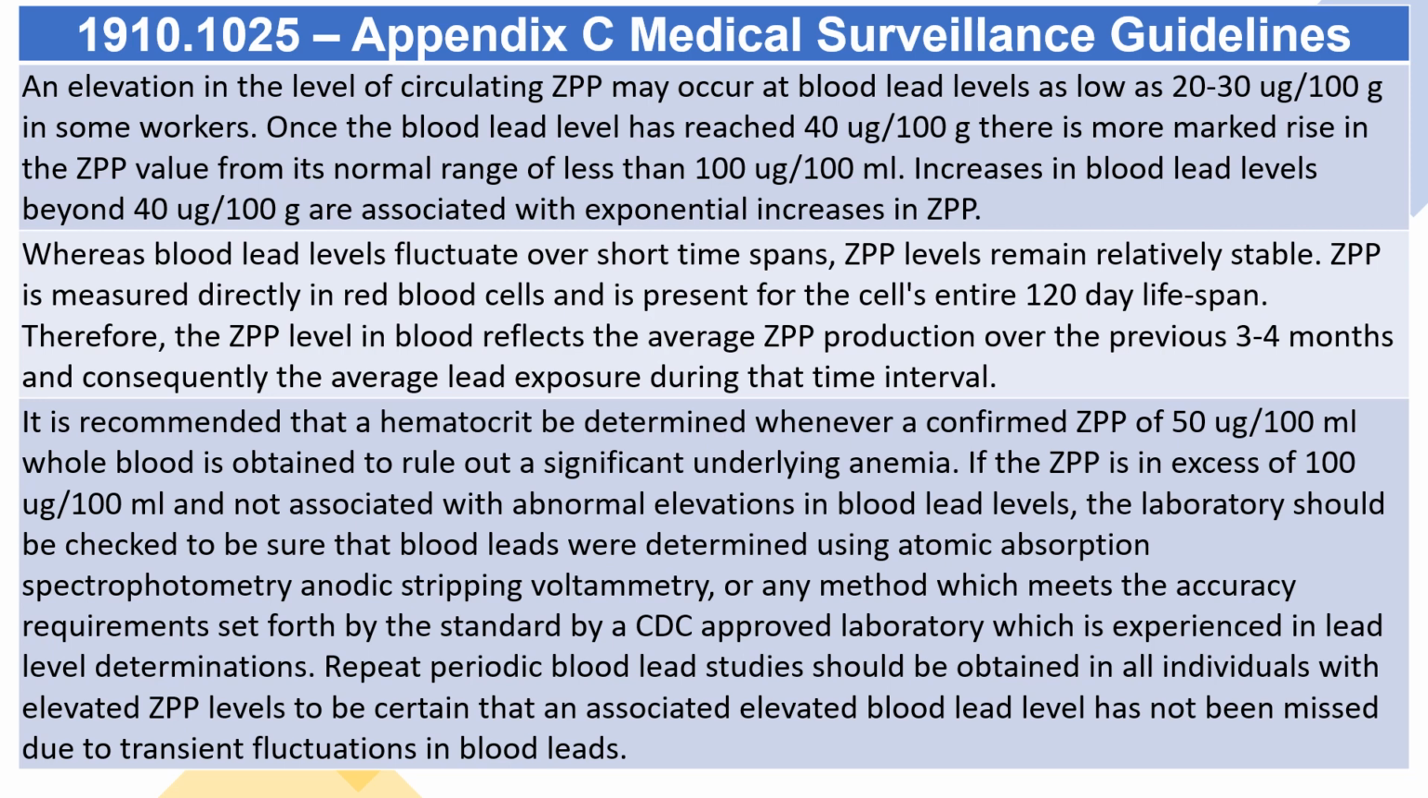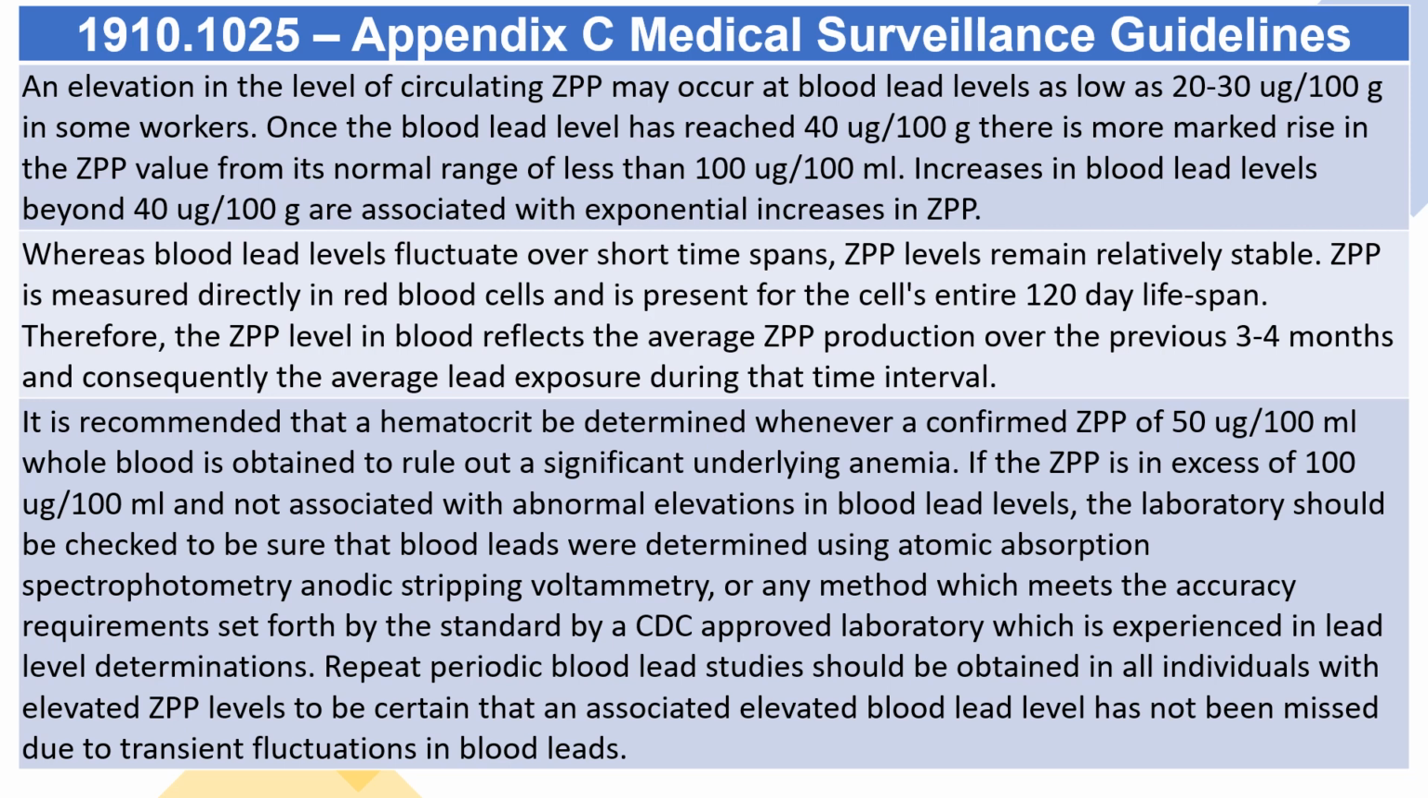ZPP is measured directly in red blood cells and is present for the cell's entire 120-day lifespan. Therefore, the ZPP level in blood reflects the average ZPP production over the previous 3 to 4 months and consequently the average lead exposure during that time interval. It is recommended that a hematocrit be determined whenever a confirmed ZPP of 50 µg/100 ml whole blood is obtained to rule out a significant underlying anemia.